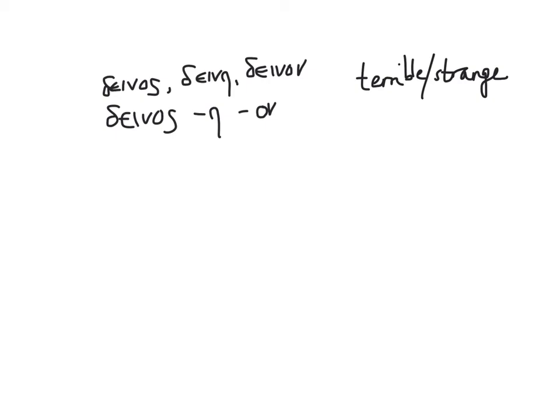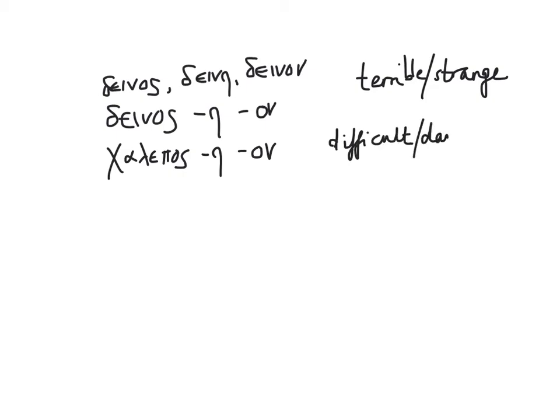Our next adjective is chalepos, and again I'm going to write chalepos, e if it's feminine, or with the ending on if it's neuter. That's another adjective with two different meanings. It can mean difficult and it can mean dangerous, often used to describe, for example, a journey.